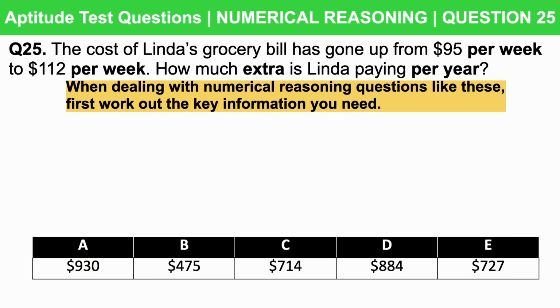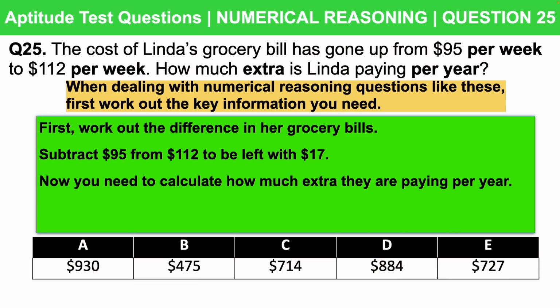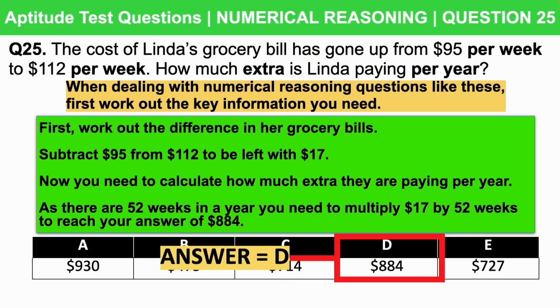Now, when dealing with numerical questions like these, first work out the key information you need. So first off, work out the difference in her grocery bills. We need to pick out that $95 and subtract it from $112 to be left with $17. Now, you need to calculate how much extra they are paying per year. As there are 52 weeks in the year, you need to multiply 17 by 52 weeks to reach your answer of $884. So the correct answer is answer option D.